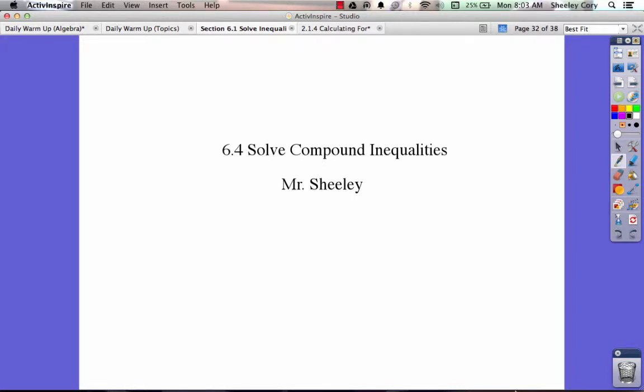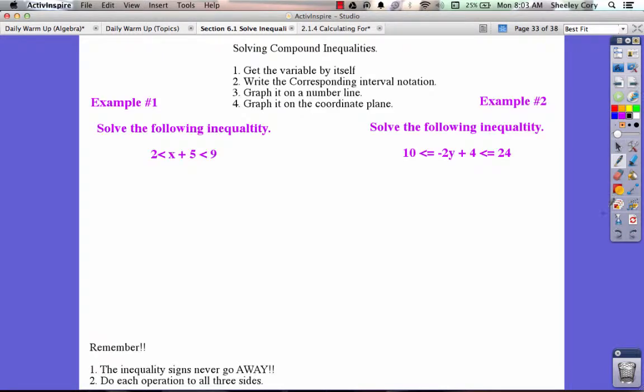Alright, in this lesson we're going to solve compound inequalities. Compound inequalities are just like multi-step inequalities, except you now have two inequality signs. You take the same steps to solve any of these inequalities: addition, subtraction, multiplication, division. You do all those same things you would do to solve an equation or a multi-step inequality to solve a compound inequality.